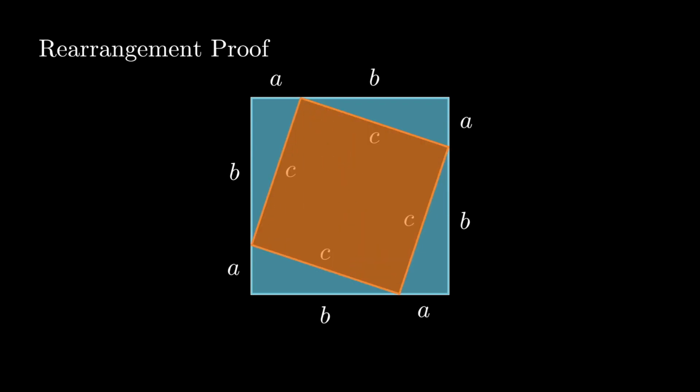Now, this orange shape looks like a square of side length C, but how do we know it is a square? Well, the sides come from the hypotenuses of each of these triangles, which are all C, but to qualify as a square, it's not enough for all sides to have the same length. For all we know, this could just be a rhombus. We need to be sure that each of its angles are 90 degrees. So how do we do it?